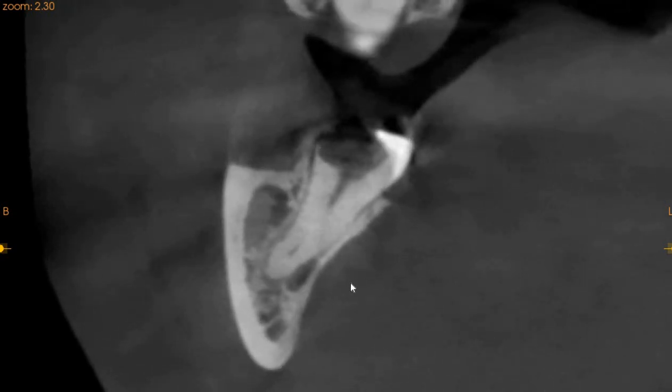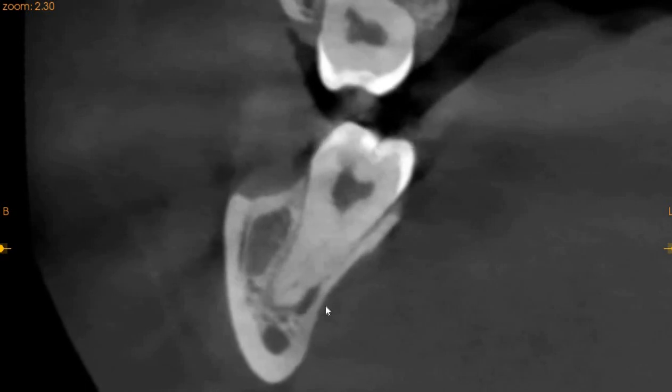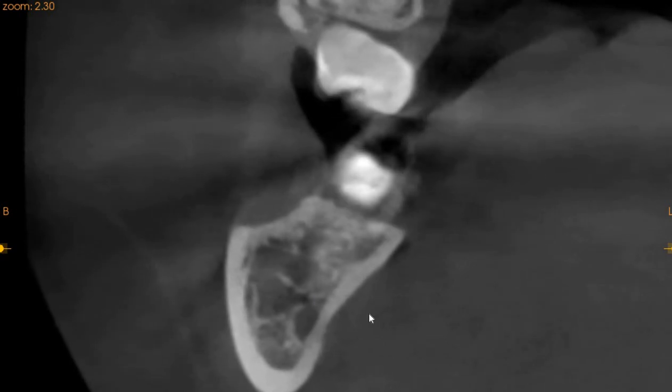So here I'm going to take you back slightly. This is the distal root. The inferior alveolar canal is compressed towards the lingual aspect. This is the interradicular area, and then this is the buccal root where the inferior alveolar canal is compressed as well. And as we move towards the 7 and the 6, we can see that the canal architecture is restored.